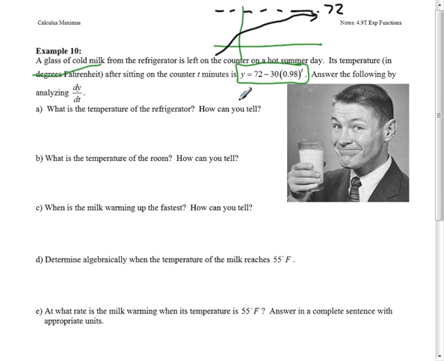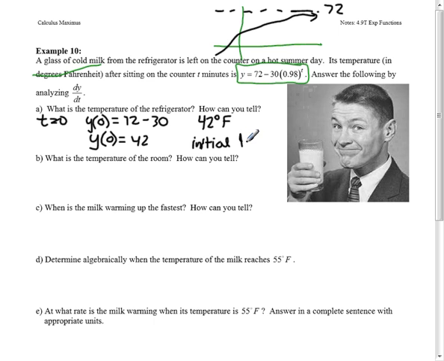Alright, so let's take a look at this here. What's the temperature of the refrigerator? The milk started out in the refrigerator. So if we look at t equals 0, so we're looking at the y of 0, and plug that in, we get 72 minus 30 times anything to the 0 power is 1. So we get y of 0 equals 42. So the temperature of the refrigerator is 42 degrees Fahrenheit. And how can we tell that's the initial temperature?